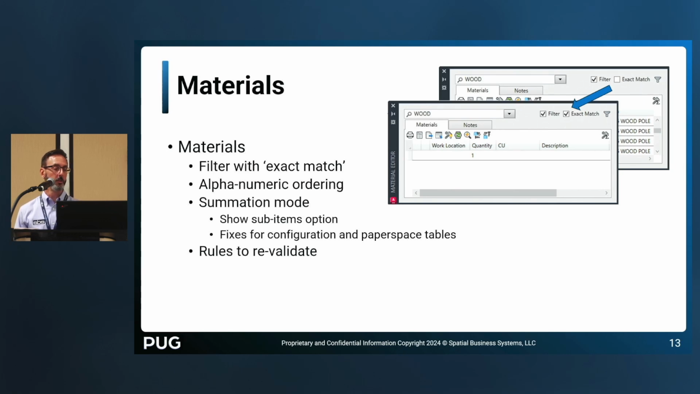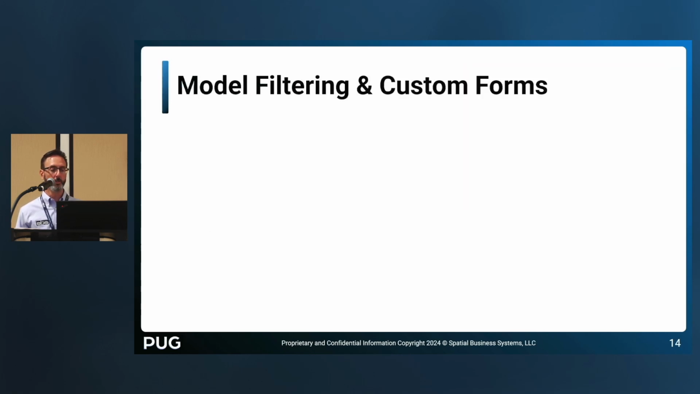The summation mode now has options for whether or not to include sub-items. So if you want to show the totals of sub-items in the summation mode, those are now available. And there are some fixes that were blocking placement of tables from the summation mode in Paperspace. There's also some new rules that can help trigger validation and revalidation of the material list. So that can help with some workflows where the material list needs to be revalidated and regenerated.